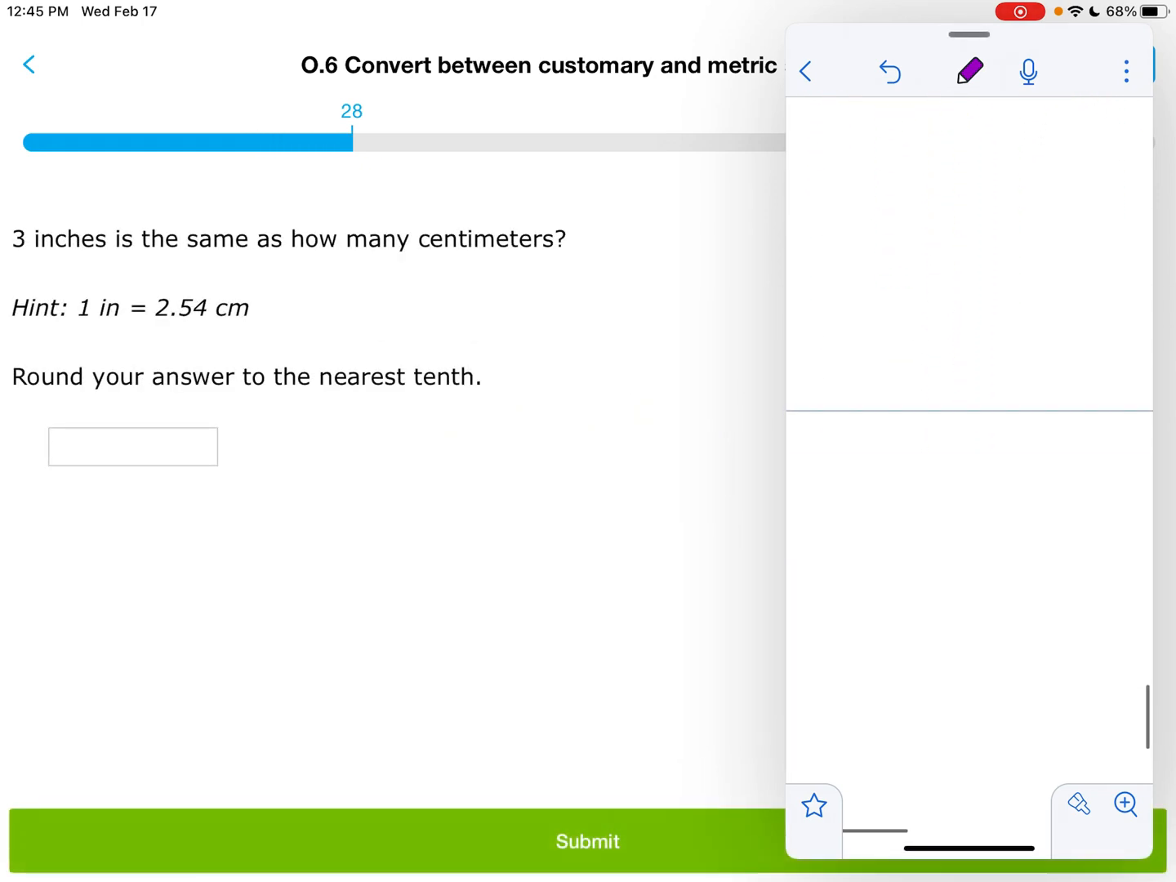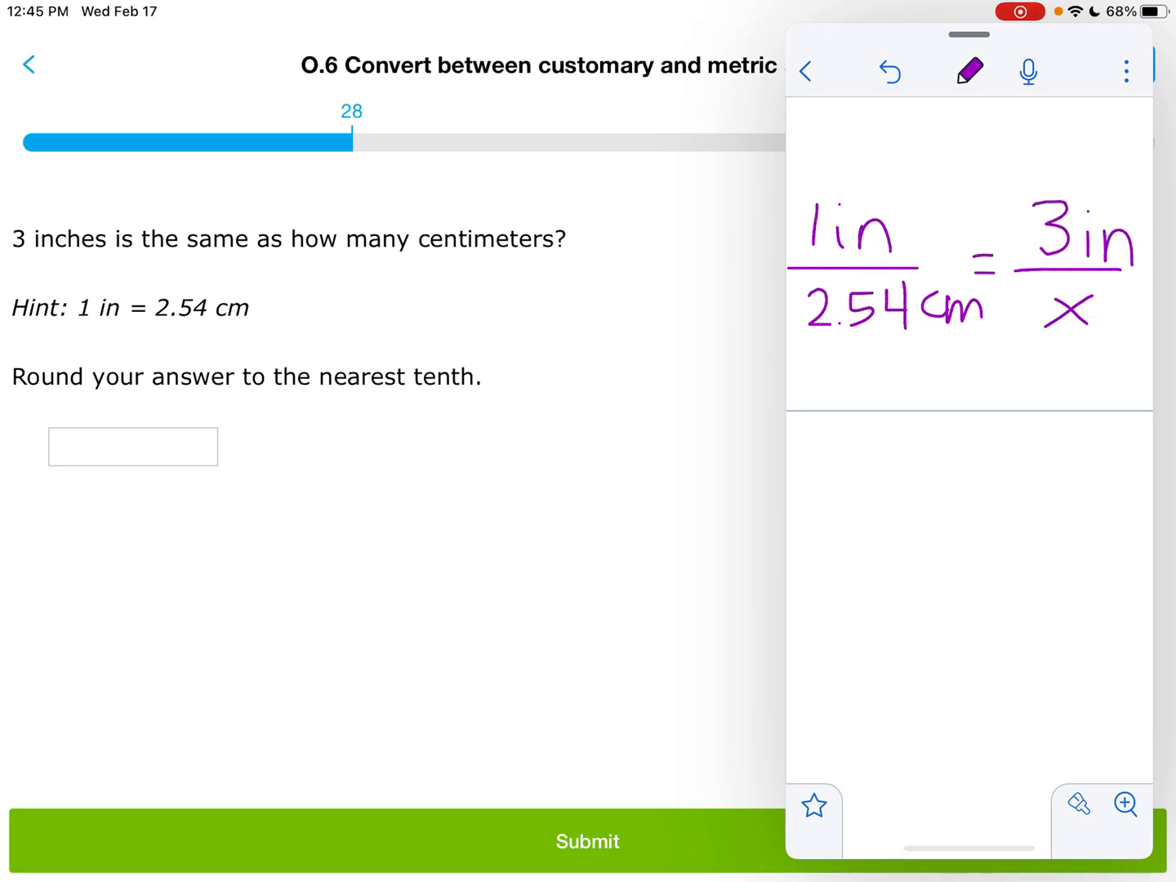Awesome, and the last one I will do with you. 3 inches is the same as how many centimeters? Hint, 1 inch is equal to 2.54 centimeters. So let's set it up. 1 inch is equal to 2.54 centimeters. So that's our first ratio. And we want 3 inches and how many centimeters?